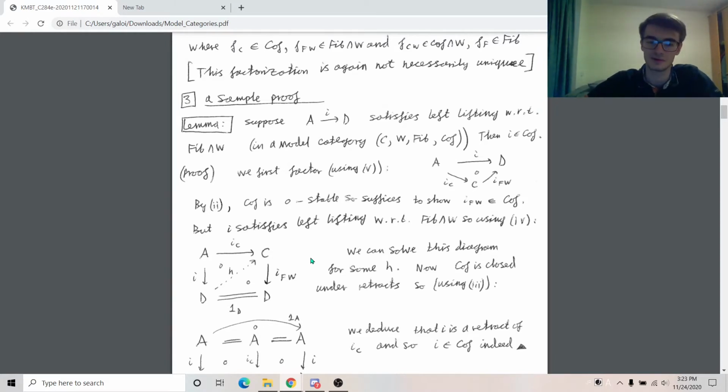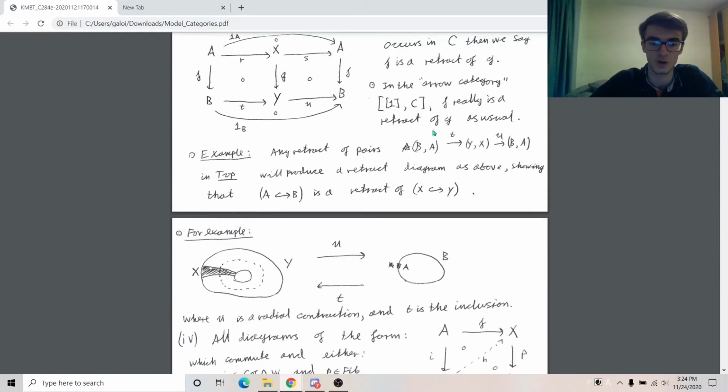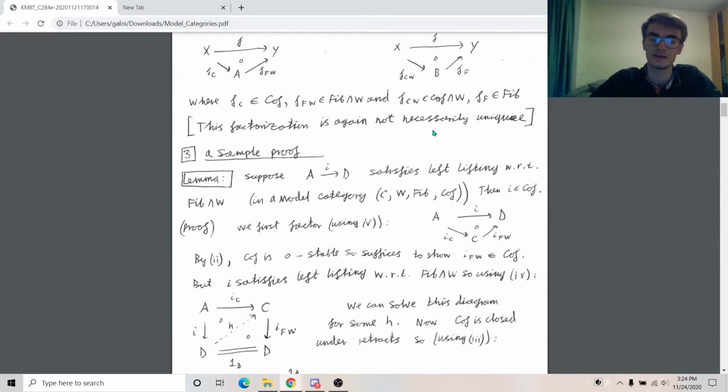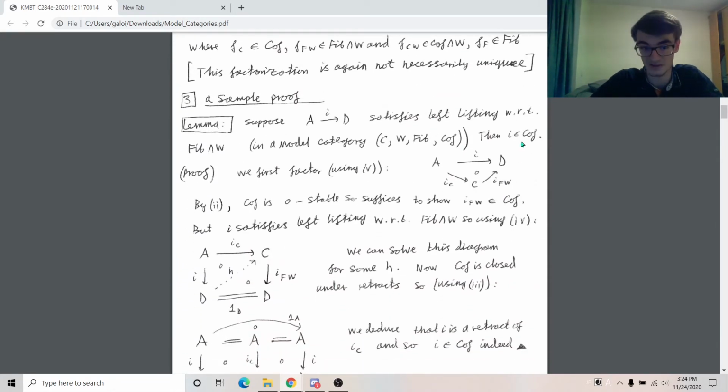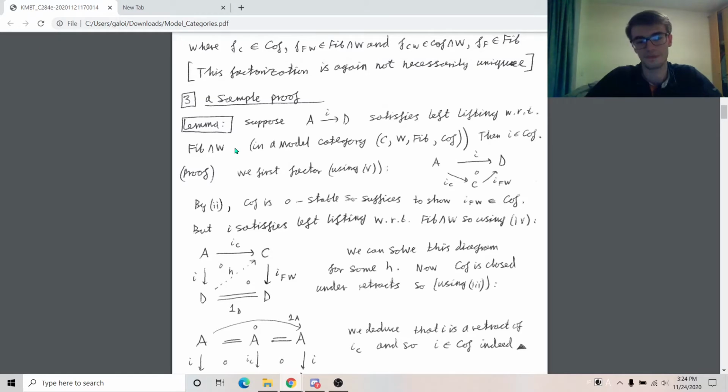So suppose we're working in a model category, and suppose you have a map from A to D called I, which satisfies left lifting with respect to the fibrations intersect the weak equivalences. And in fact, I is a cofibration. So this is a converse to property 4. Property 4 states that the cofibrations satisfy left lifting with respect to fib intersect W. But it turns out the converse is also true. So how do you prove this?